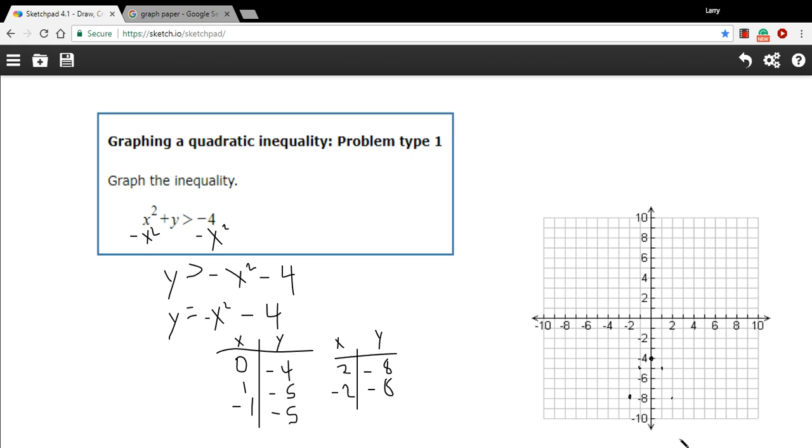Now we need to sketch in the line for this parabola. And again, it's going to be a dashed line because this is a greater than. A greater than or a less than would be dashed. Greater than or equal to or less than or equal to would be solid. So let's just fill in a dashed line here.